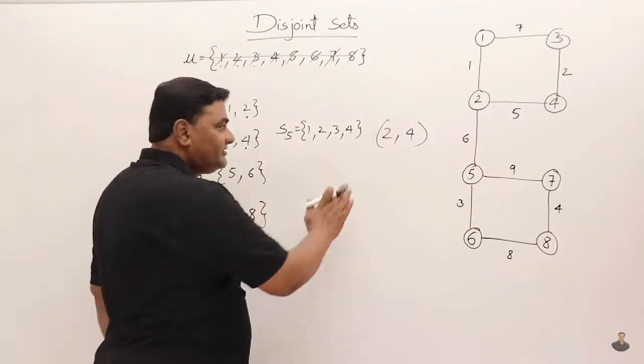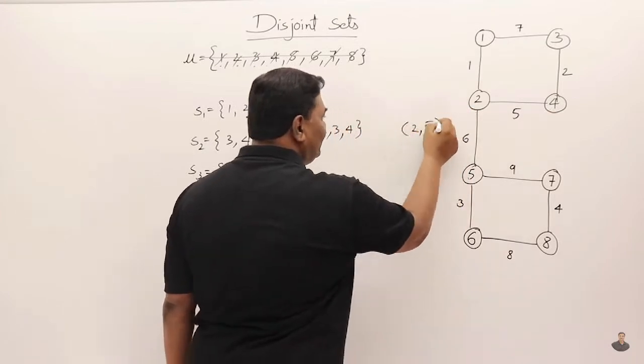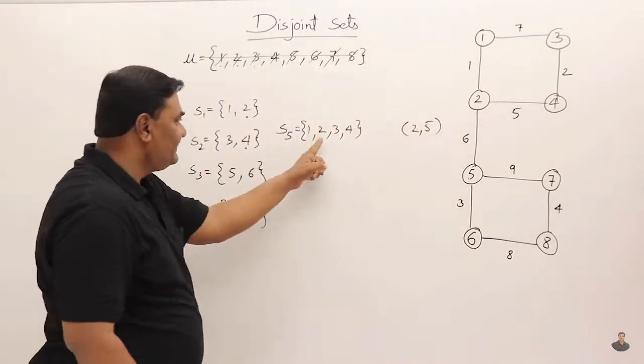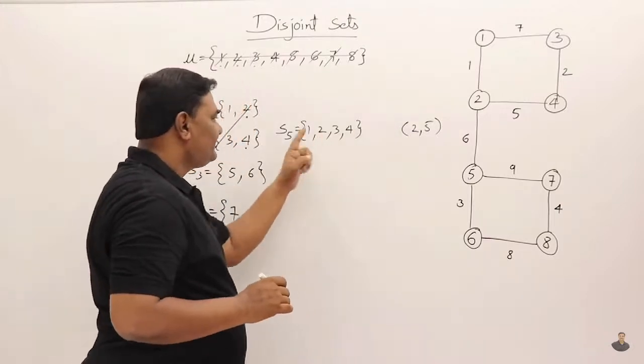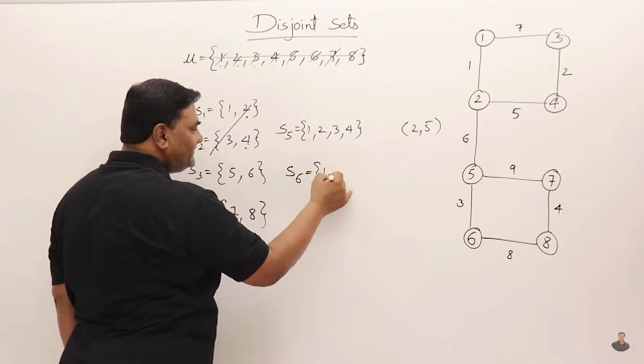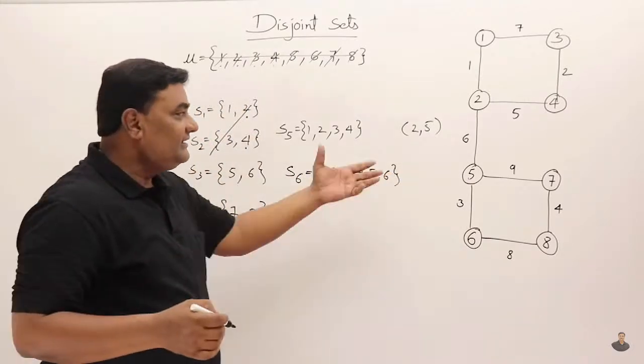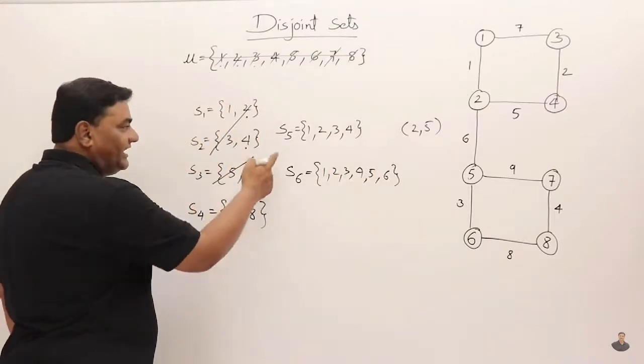Let us go to our next edge, after 2, 4. The sixth one is this one, that is 2, 5. Find 2. 2 is in set 5, and 5 is in set 3. Perform union of these two and form set 6. What are those vertices? 1, 2, 3, 4 and these two, 5, 6. See, the reason for performing union is that we are including an edge. So this set is also gone. We have a union. This is also gone.